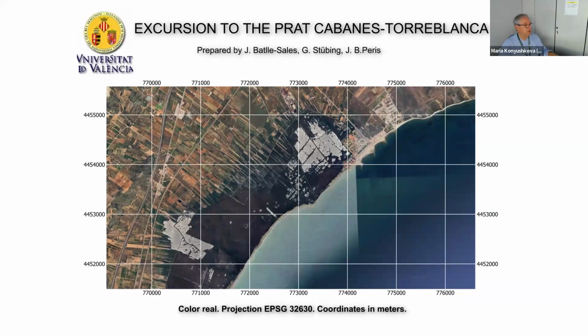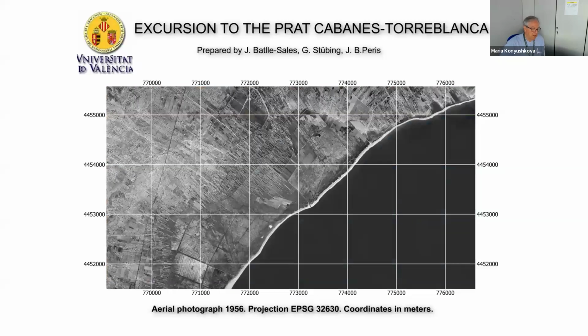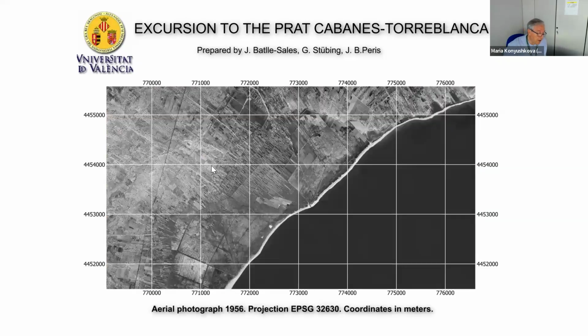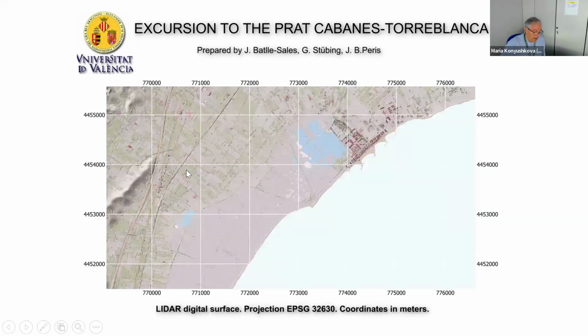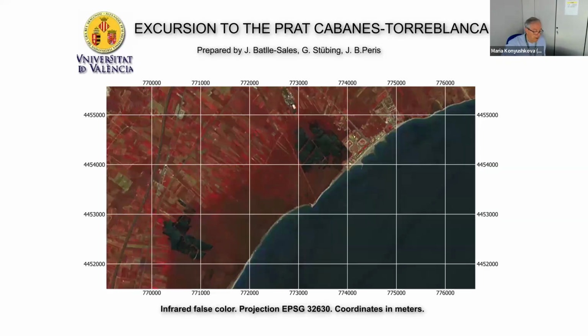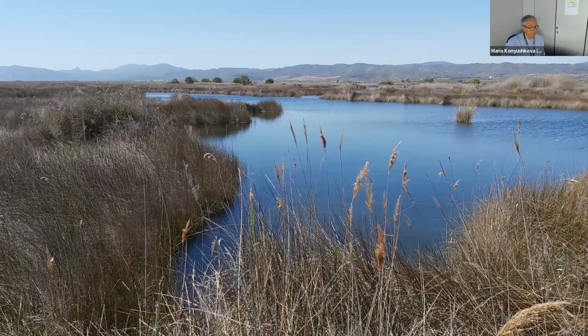I show you this extraction of peat. And this was the aerial imaging of '65. And this is the LIDAR, and you see the difference in height, going to the left, to the fields. And this is the lithostratigraphy. And you will see this is peat extraction.